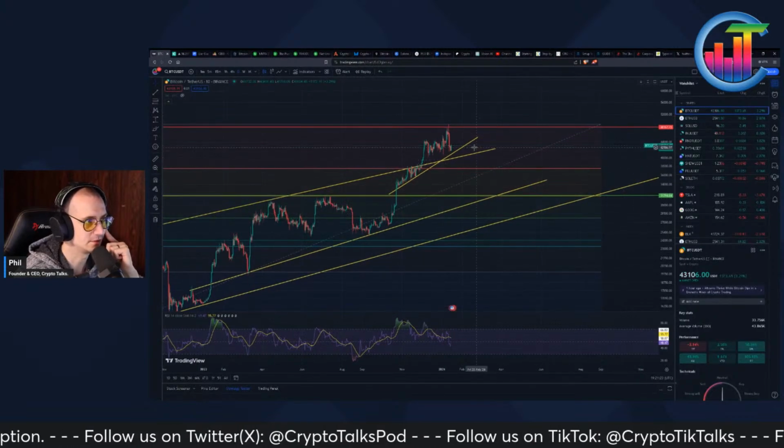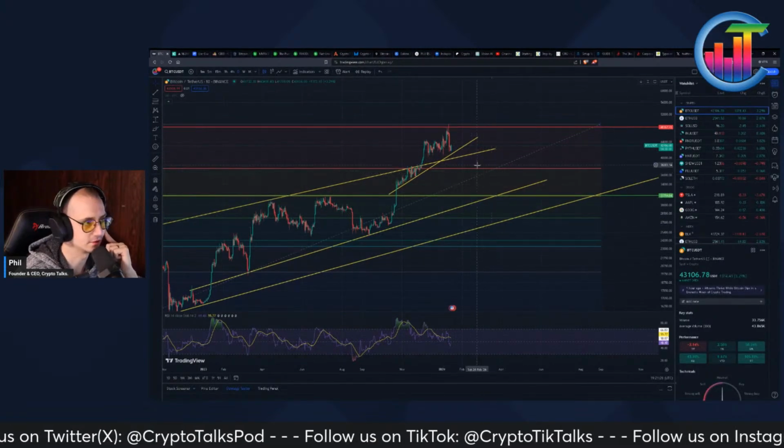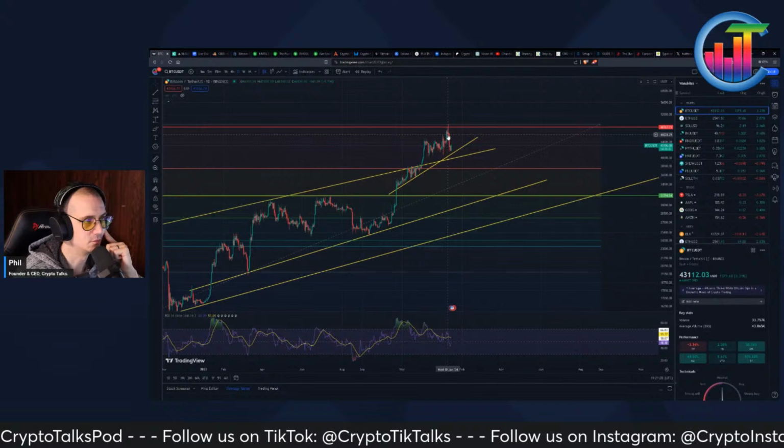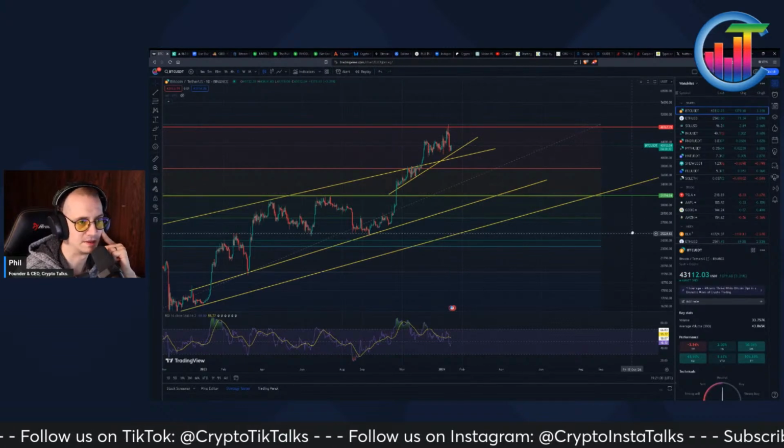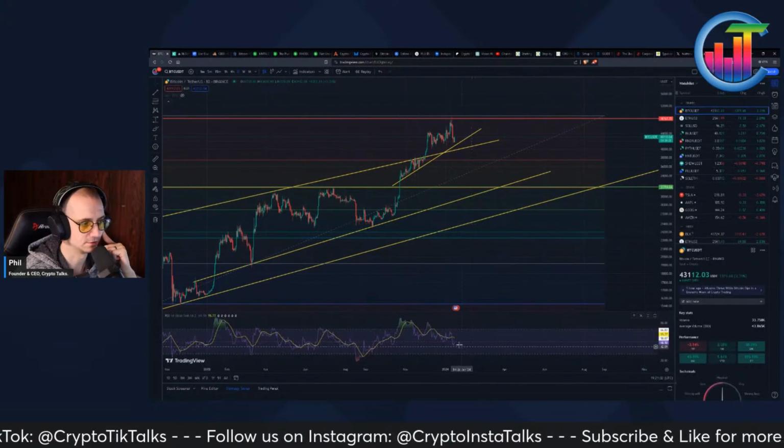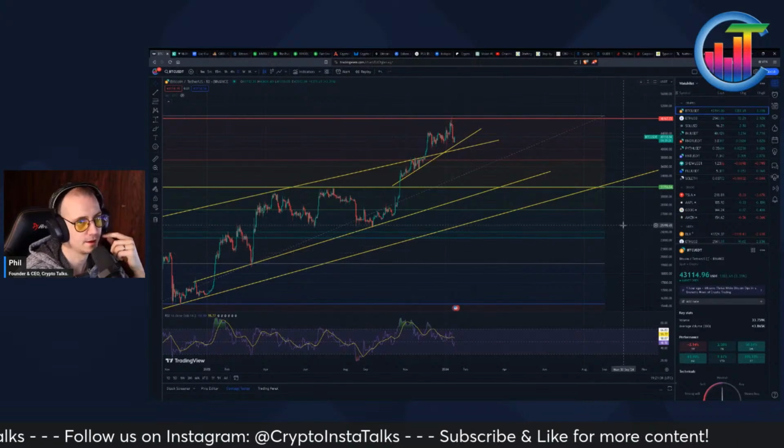But again, I think it's unlikely that we correct all the way down there because of this strong trend line right here. I'm more in the camp of sideways and then up to reset all the RSI, for example.